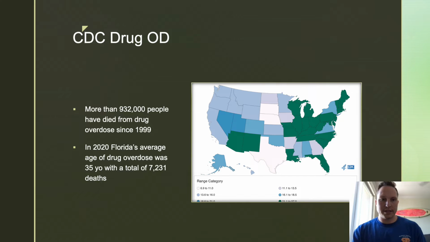So according to the CDC, more than 932,000 people have died from drug overdose since 1999. And in Florida in 2020, the average age of a drug overdose death was about 35 years old. It's a total of 7,231 deaths.